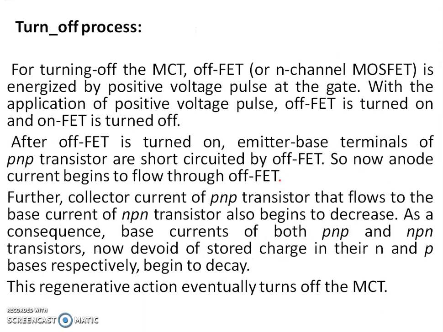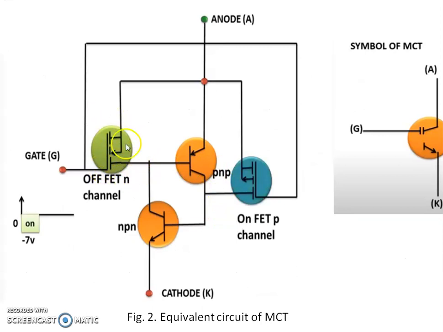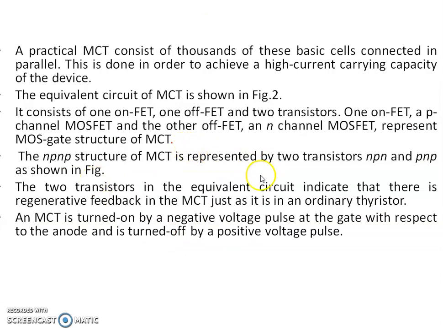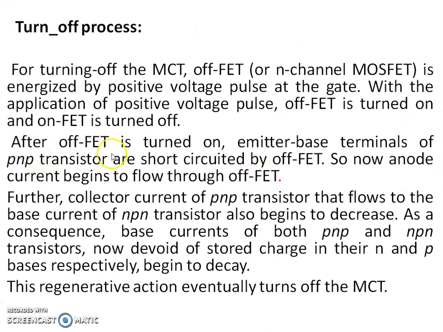Now coming to the turn off process. To turn off the MCT, the OFF-FET, that is the N channel MOSFET, is energized by a positive voltage at the gate. With the application of the positive voltage pulse, the OFF-FET is turned on and the ON-FET is turned off. After the OFF-FET is turned on, the emitter base terminals of the PNP transistor are short circuited by the OFF-FET. So now the anode current begins to flow through the OFF-FET.